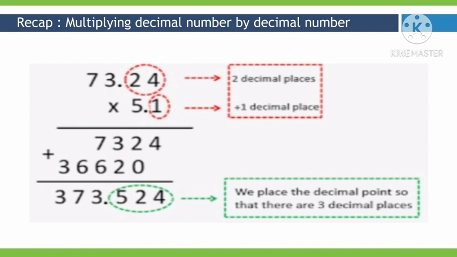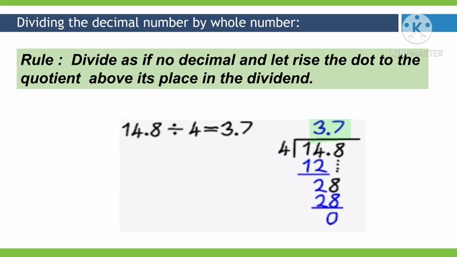Now look at the other example in which both multiplicand and multiplier have decimal places. So we want to multiply 73.24 by 5.1. As usual you have to multiply as normal numbers. Then in the final answer, in order to keep the dot, you have to check for the decimal places in the multiplicand and multiplier. Here we have two decimal places in the multiplicand and one decimal place in the multiplier. So altogether we have three decimal places. So in the product we have to keep the dot three digits from the right side. So your answer is 373.524.